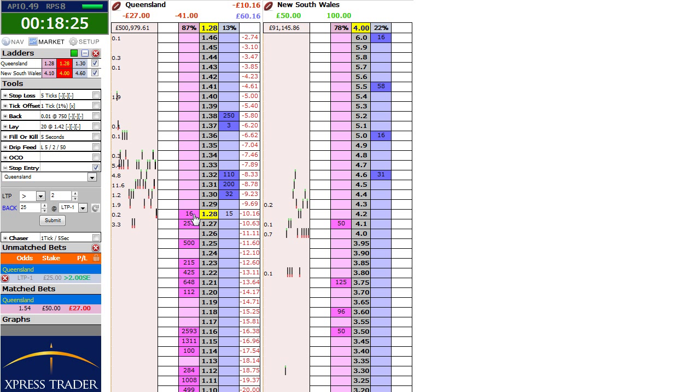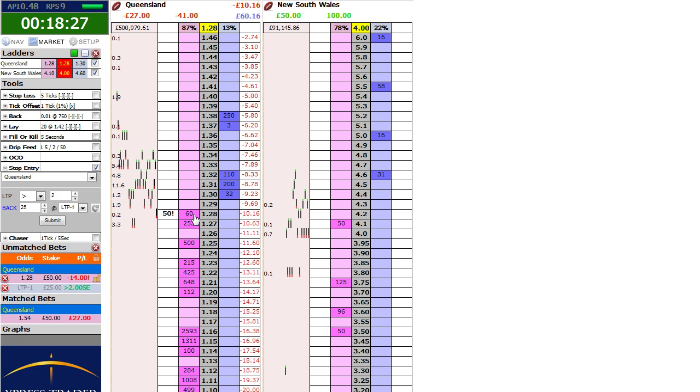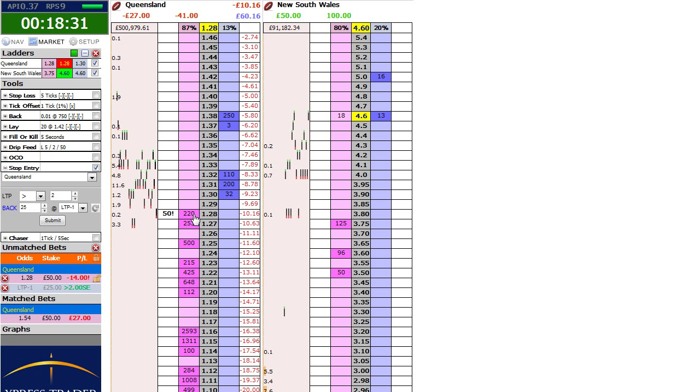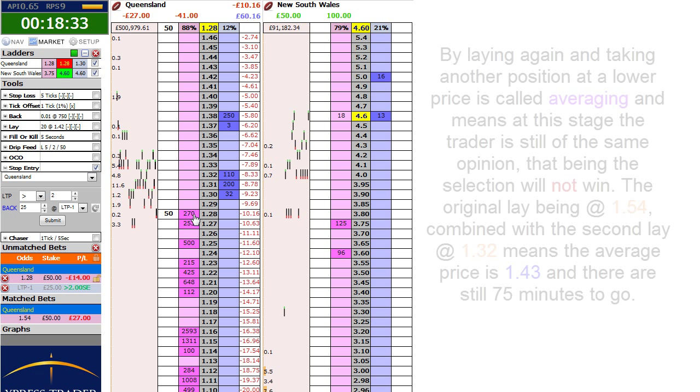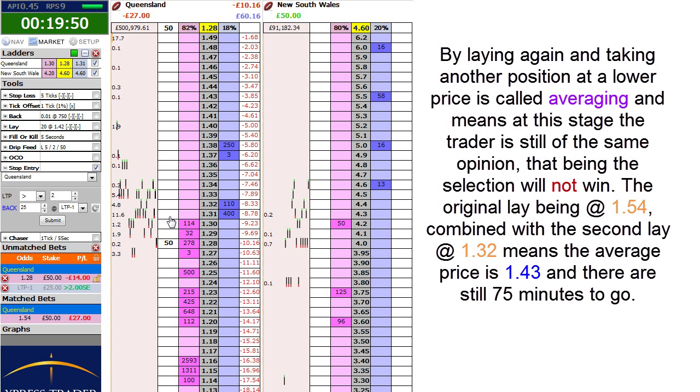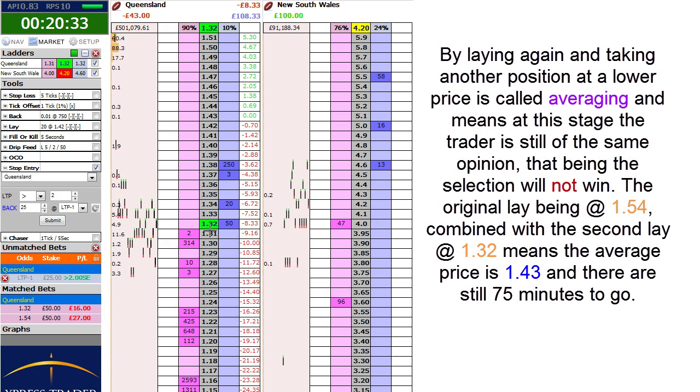I've cut this video quite short. Obviously I'm not going to make it 80 minutes, and what happened is after 4 minutes Queensland scored. So by laying them again and taking another position at a lower price, this is called averaging, and it means at this stage the trader is still of the same opinion, that being that the selection will not win.